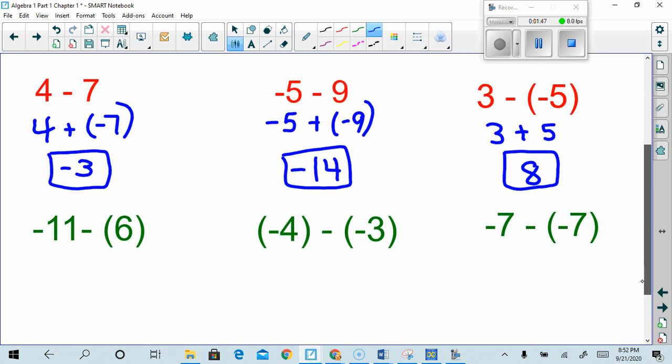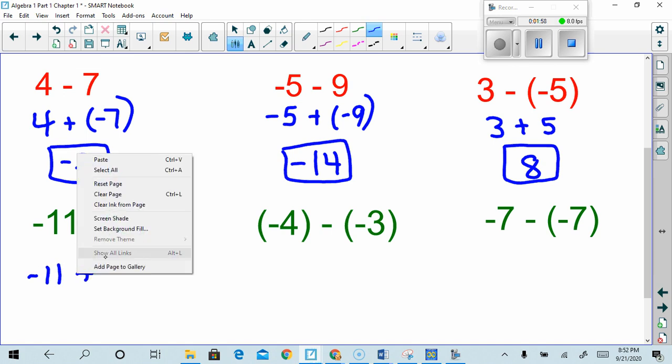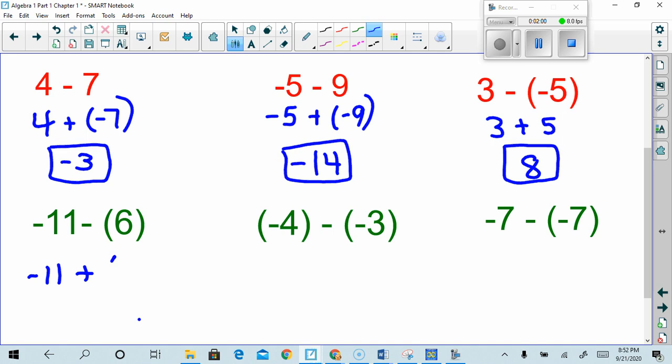Try the next 3, and we'll compare answers. No shortcuts here. We're going to add the opposite. We're just going to rewrite it as an addition. I then look at my signs, and if I see that they're the same signs, I'll just add and keep my sign.